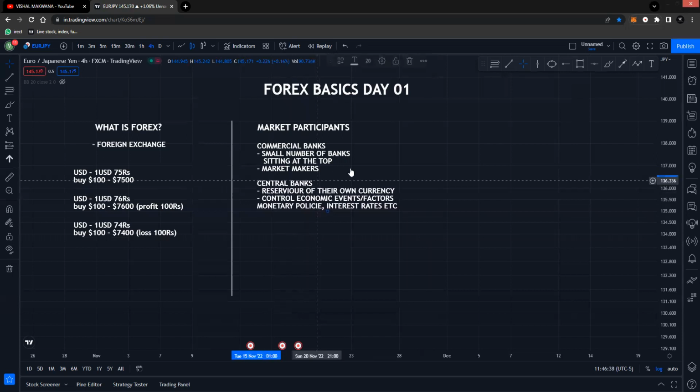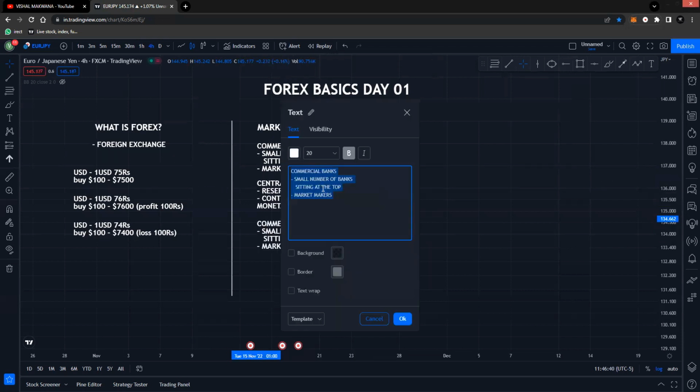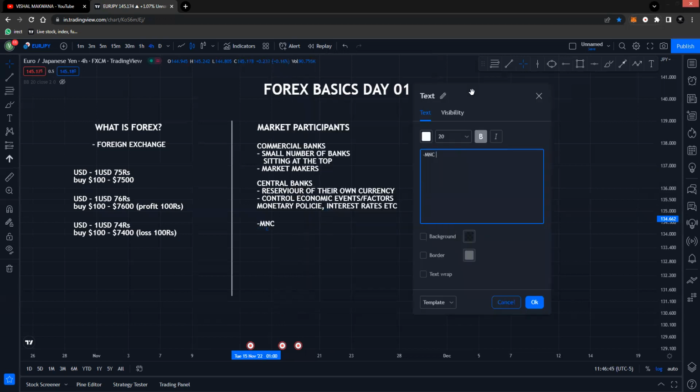Now, the third type of participants are MNCs, right? MNCs. Those are multinational companies. Now, companies like Coca-Cola, right? Companies like Samsung, right? All these are MNCs, and there are so many other companies as well.